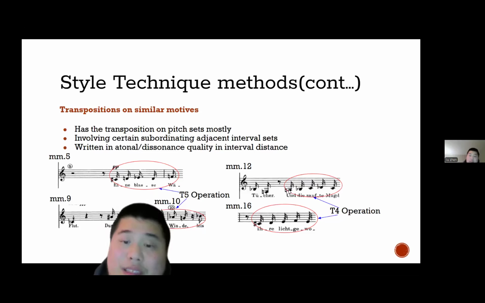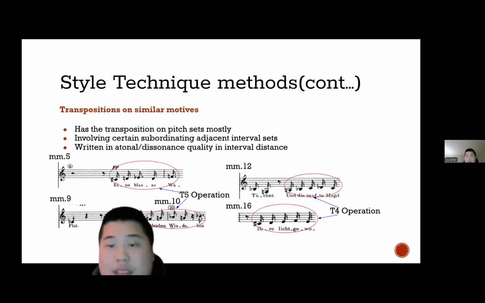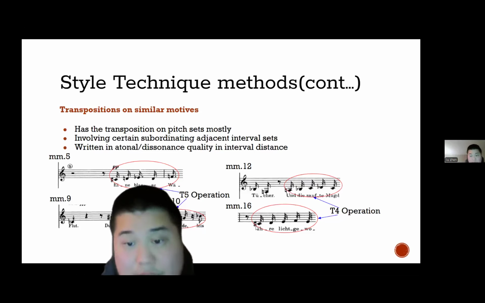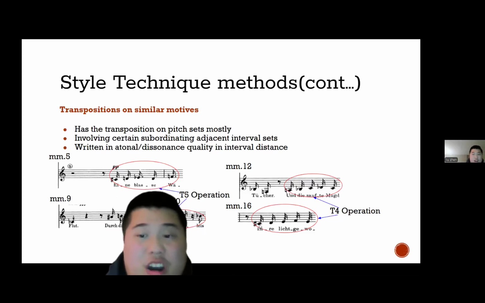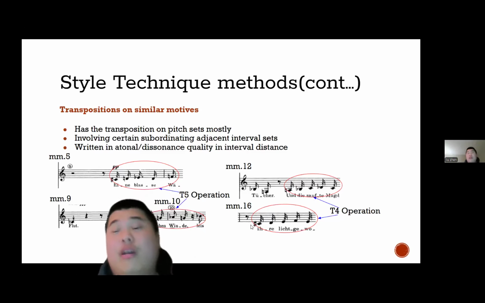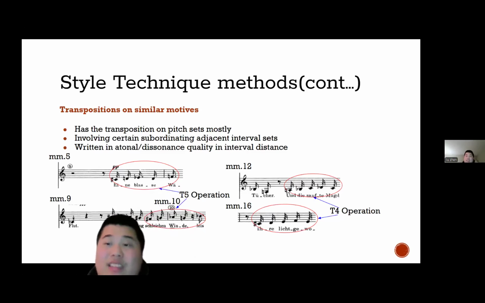So for example, if we look at measure 12 here, the A natural starts on the first beat, and also the C sharp starts on the first beat of measure 16. In the end, C sharp is four semitones above A natural, so it has four semitones. And if we check the interval, it leads us to the T4 operation.